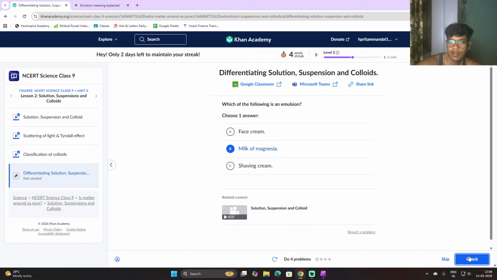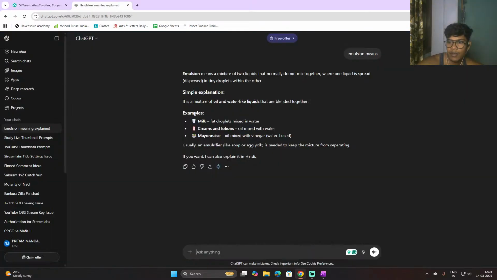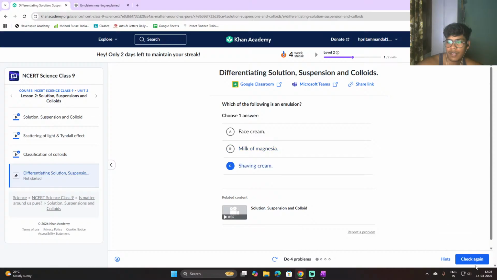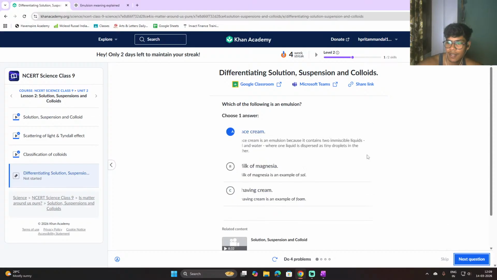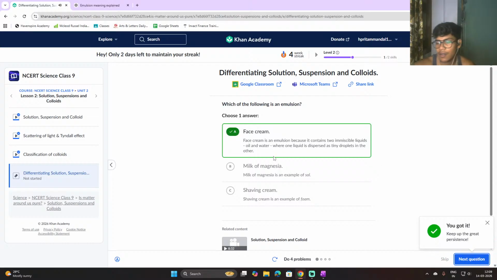I think milk of magnesia is the two liquid. Give it another try. No, this is not. So milk example, fat droplets mixed with water, no. Creams and oil mixed with water, no. Mayonnaise, vinegar. So usually emulsion is like soap or egg yolks. So shaving cream will be the answer. Oh no, face cream is the answer. How? Now they are giving the answer.